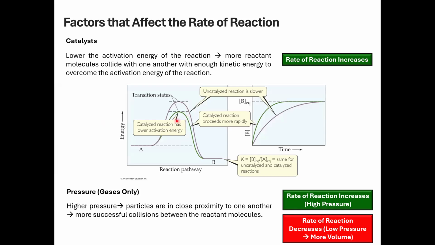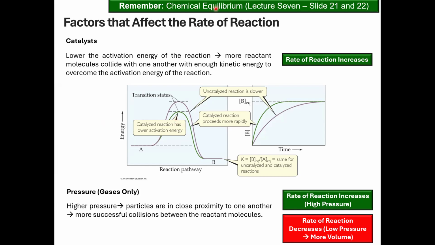Perfect. So then the last two, and this is one I mentioned during the chemical equilibrium lecture. Okay, so we use catalysts. So catalysts, and just to give you a bit of a reminder, lecture 7, slides 21 and 22: catalysts are substances that are added into a reaction to increase its rate. Okay, so their whole purpose of use is to increase the rate of the reaction.